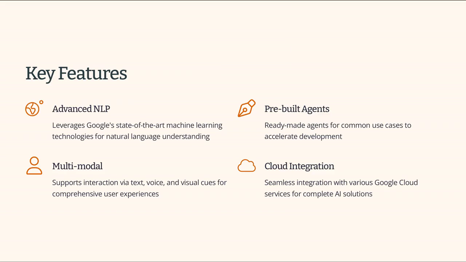Vertex AI Agent Builder has several compelling features. It leverages Google's state-of-the-art machine learning technologies for natural language understanding and conversation flow. It provides pre-built agents for common use cases, making it easier to get started. It also supports multimodal interfaces, enabling agents to interact via text, voice, and visual cues. Additionally, you can integrate it with various Google Cloud services for a comprehensive AI solution.